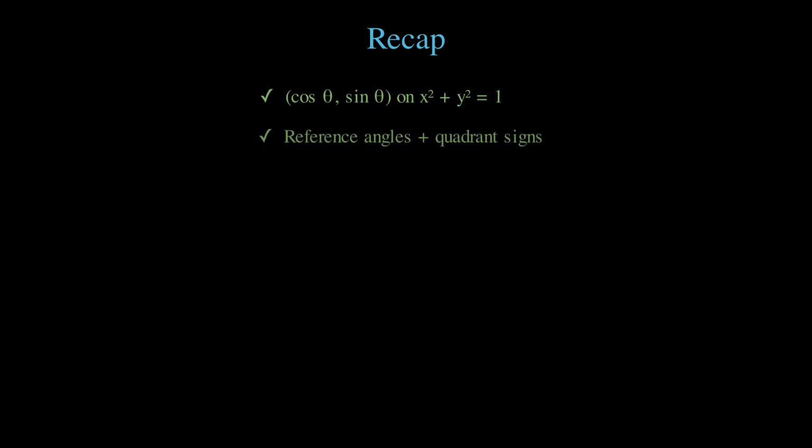You are ready to recap and then drill these ideas in NovaMaths. Recap on the unit circle. Radius is 1 and points are cosine theta, sine theta. Use reference angles for the magnitudes, then attach the correct signs from the quadrant. For equations like sine theta equals 1/2, list every solution in the given interval.